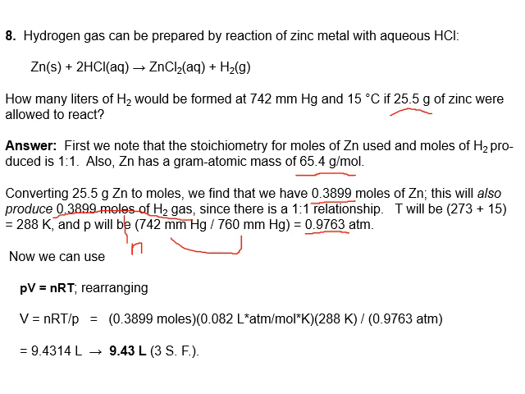So just substitute in everything except V into your ideal gas law and solve for V, and it will come out in the right units in this case. So it comes out to be 9.4314 liters, which we're going to round down to 9.43 liters, and we're done. Next slide.